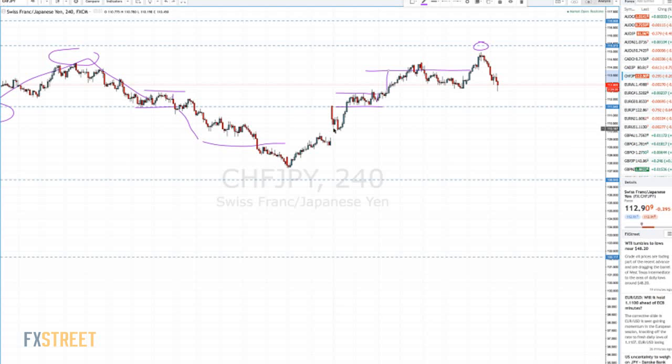So I'm using TradingView right now. I love TradingView because I have all of my charts and I can access it from any one of my computers.